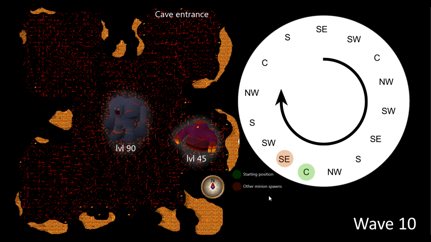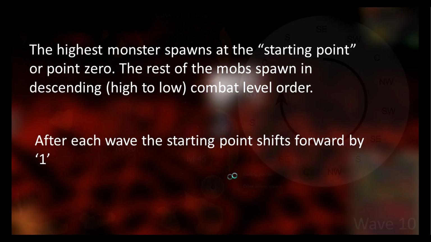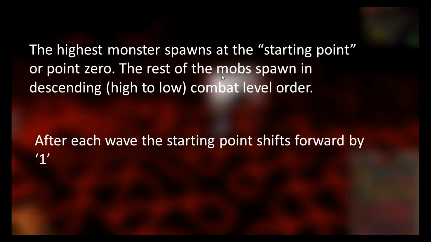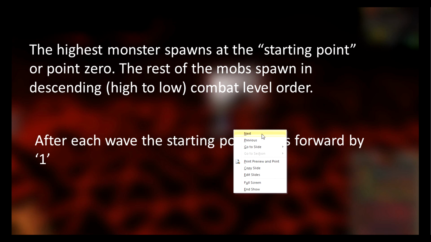So now that we've defined the starting position, which is the center for the level 90, we can apply that rule that we just read. So the rest of the mobs, shift the starting point forward by one, and then spawn the rest of the mobs in descending combat level order.